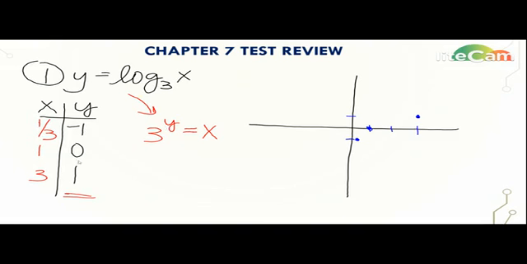Okay, so then I go 3 to the 0 equals 1, and 3 to the 1 equals 3. So I'm going to go plot those points. The asymptote that I have is going to be x equals 0. That's always for log. It's always a vertical line. And so just make sure you don't cross over the asymptote.